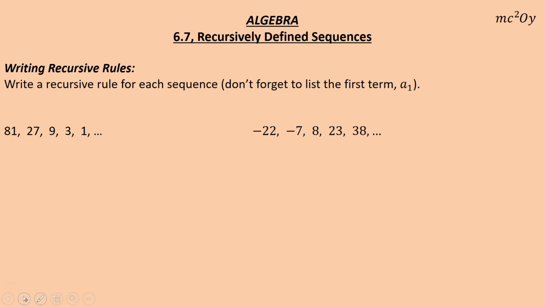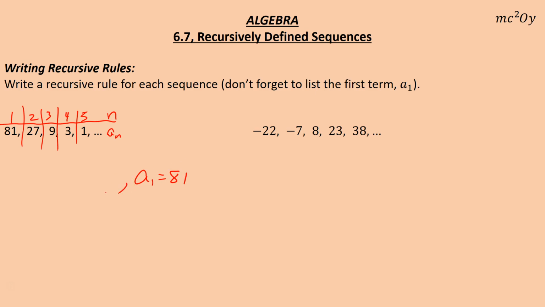Okay, writing recursive rules. Write a recursive rule for each sequence. Don't forget to list a sub 1, the first term. So first thing I'm going to do, since it reminded me, is list my first term. Remember you can always put these in tables. There's 1, 2, 3, 4, and 5. So this is n, this is a sub n. All right. And so my first term, a sub 1, is equal to 81.